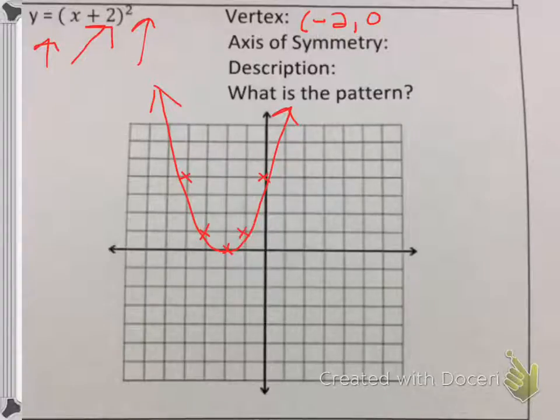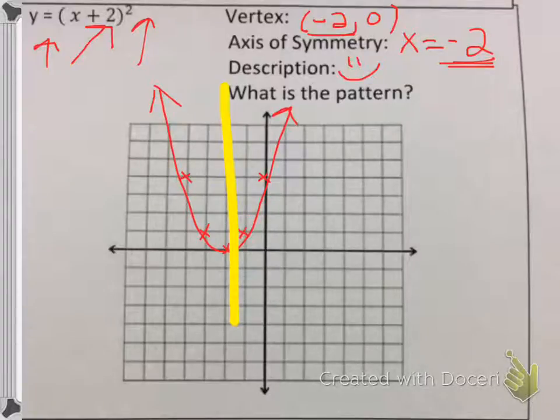Our axis of symmetry would be the line that goes through that vertex point. So that would be at x equals -2. And again, a point to be made right here is this line of symmetry will always go through the x part of our vertex point. Our description today, this one's going to be a smiley face.